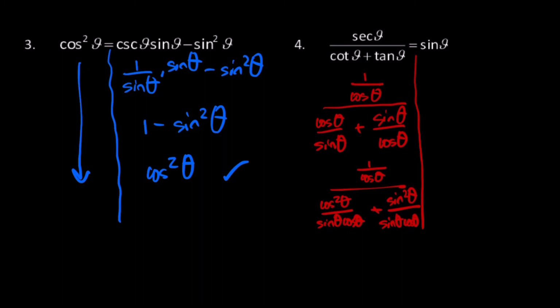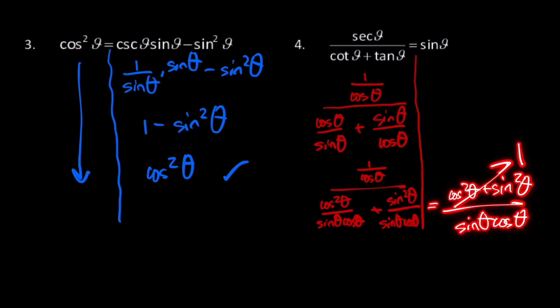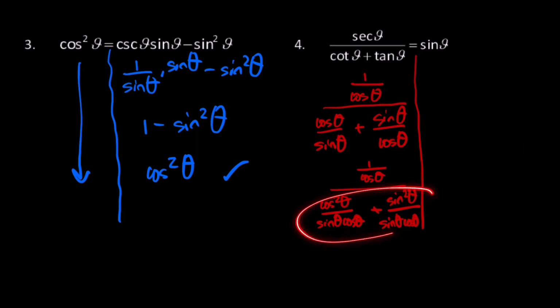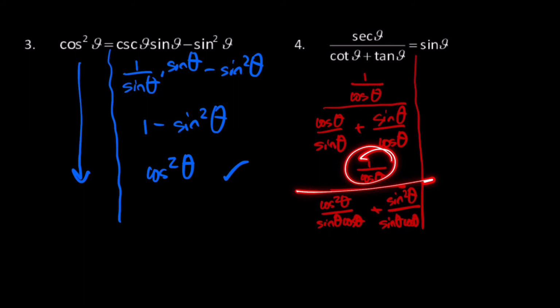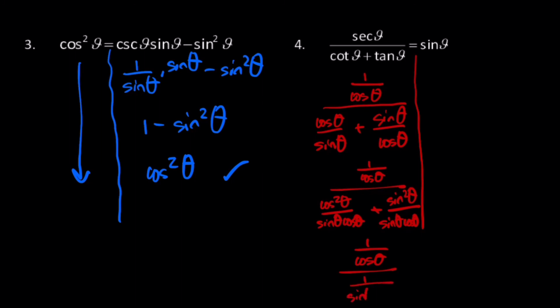Now, I'm not going to write this down because I don't have room, unfortunately, but when I add these two together, maybe I'll just write over here on the side. This is going to equal cosine squared theta plus sine squared theta over sine theta times cosine theta, and that's just going to be a 1. So I'm going to replace all of this with 1 over sine theta cosine theta, okay? And then don't forget, this is still going to be in the numerator. So now I get 1 over cosine theta over 1 over sine theta cosine theta.